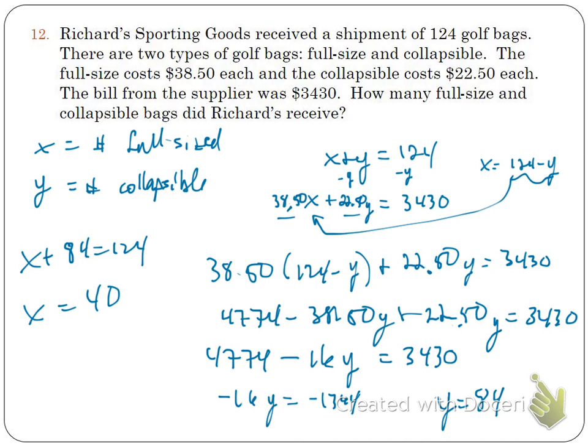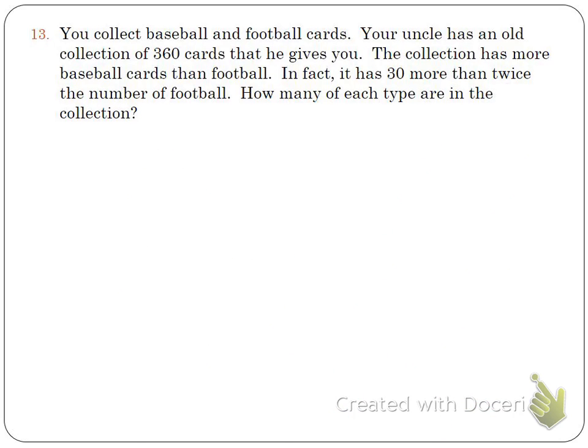We want to write that out into a nice sentence. Richards received 40 full-size bags and 84 collapsible bags. Okay? There you go. All right. Try 13. And see if you can come up with the two equations, okay? Stop the video, you can start it back up, and then see how you did.